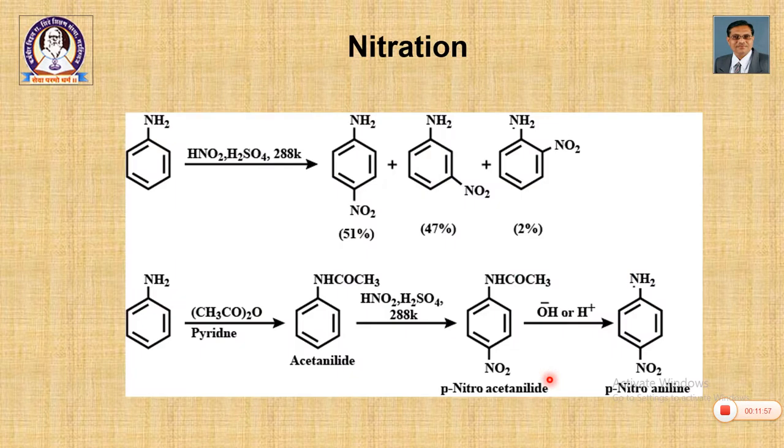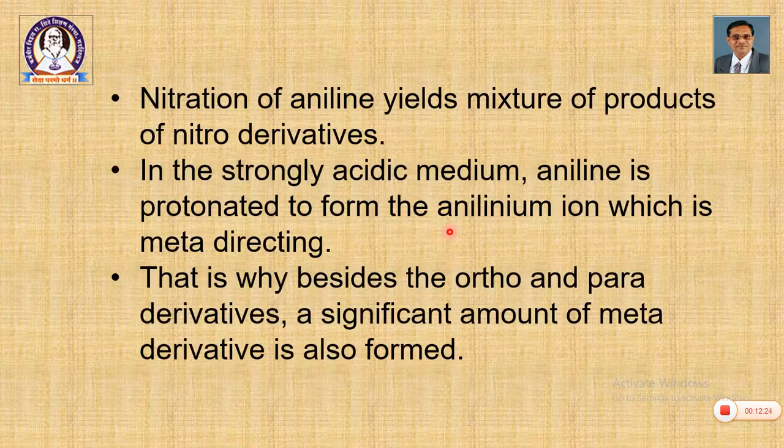So, see the reaction of nitration. This is aniline. Nitration is carried out by using nitric acid and sulfuric acid at 288 Kelvin. We get 51% para nitro product. So, as expected, because it is para directing. Then we get the ortho product, which has a very low percentage, and we get 47% product which is meta. The reason for the meta product, we have seen, is that in strongly acidic medium aniline is protonated to form the anilinium ion, which is meta directing. Okay. Therefore, besides ortho and para derivatives, a significant amount of meta derivative is also obtained.